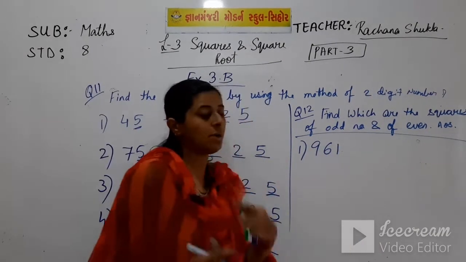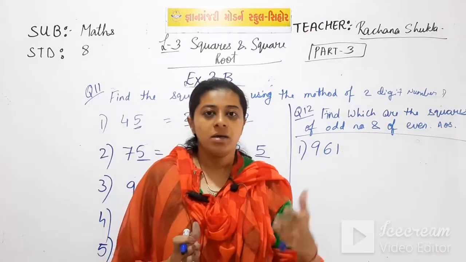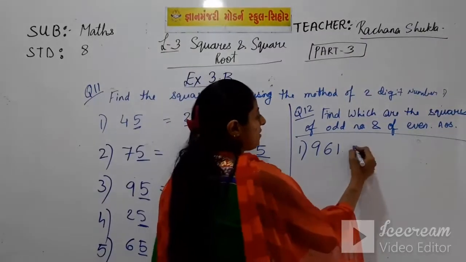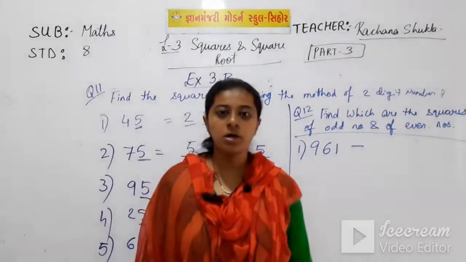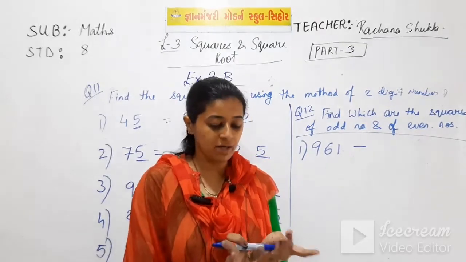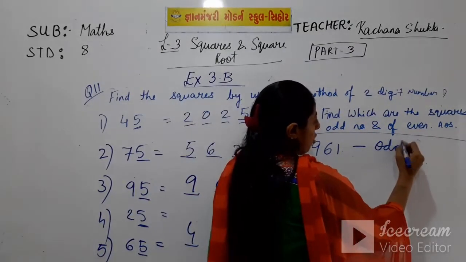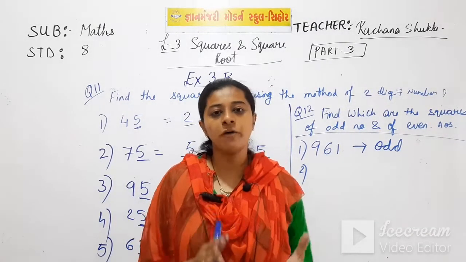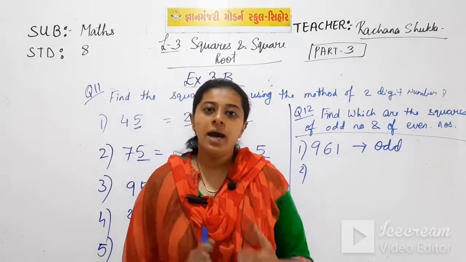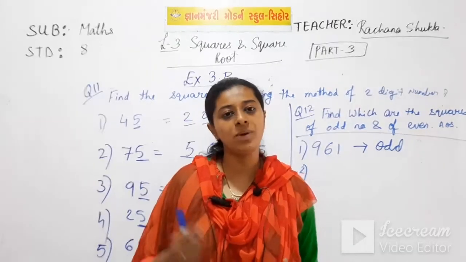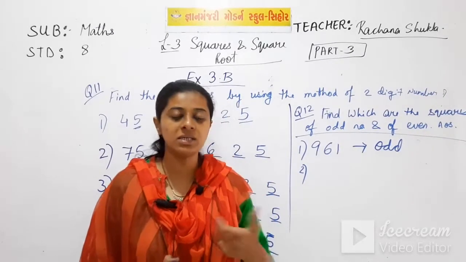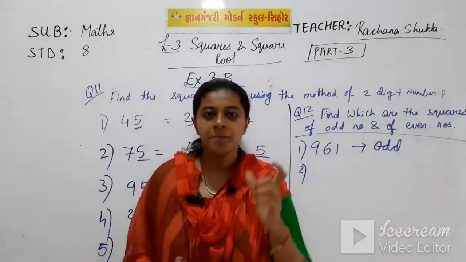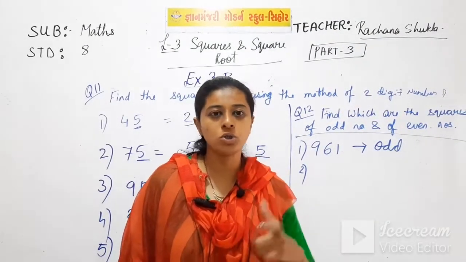See, 961 is a perfect square, but of which number, either odd or even? You just have to mention odd or even. 961 is an odd number, so its square root will also be odd. According to the property we have learnt, the square of an odd number will always be odd and the square of an even number will always be even. We have already learnt this in our property of square and square root. So 961 is an odd number, so its square root will also be odd.